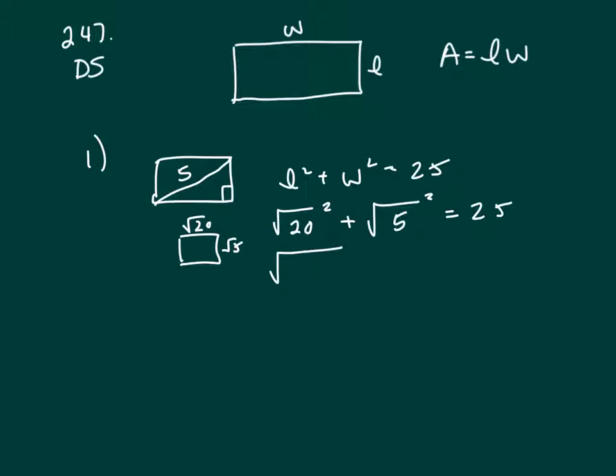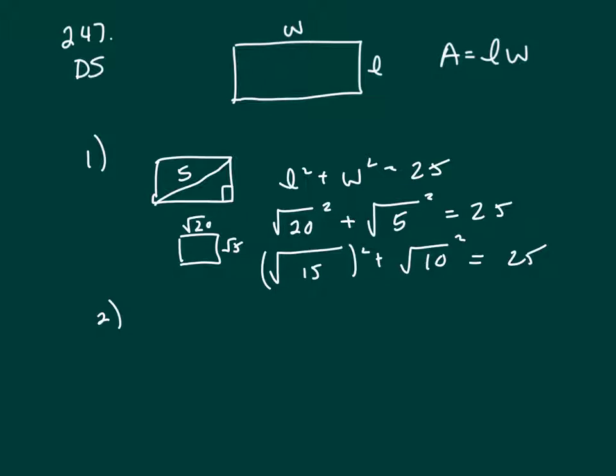And you could do square root of 15 squared, plus, trying to get 25, square root of 10 squared, that also gives you 25. But square root of 15 times square root of 10 would give you an area of square root of 150. So you've got too many choices. So clue 1 doesn't work independently.